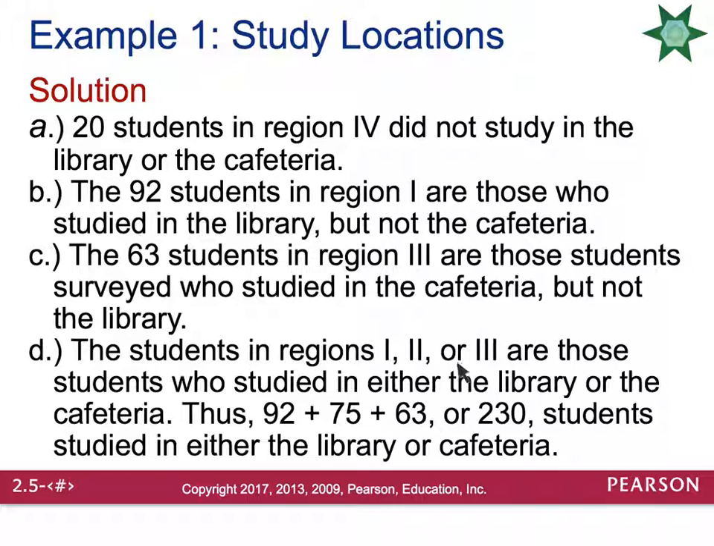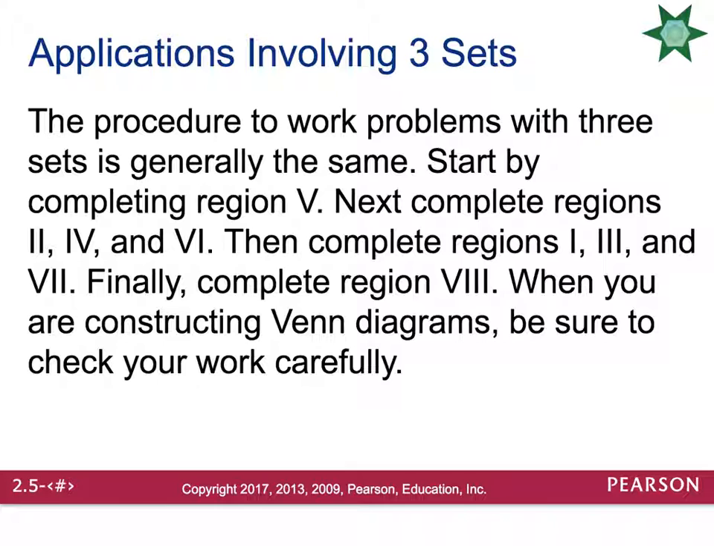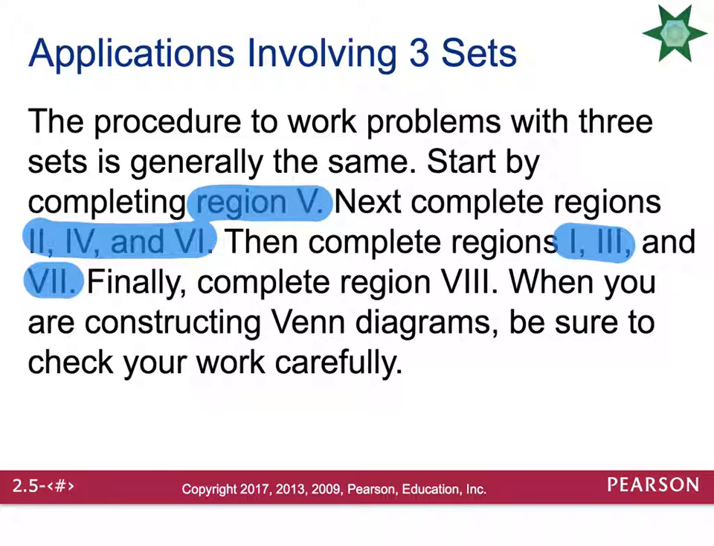Okay. So once you have your Venn diagram, you can figure out pretty much any scenario with these by adding different regions. And for three sets, it's a little more complicated, but it's the same idea. With three sets, we're going to start by completing region 5. That would be where they all intersect. And then we do regions 2, 4, and 6. Then we do 1, 3, and 7, and then finally we do region 8. And we'll see when we look at the Venn diagram how that works. So we start in the middle and kind of work our way out.